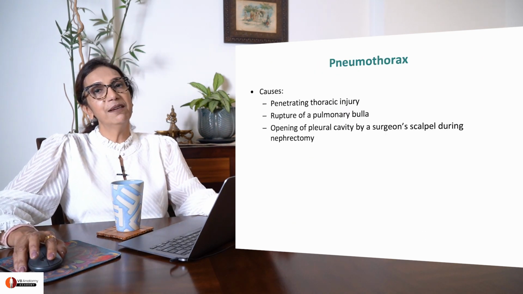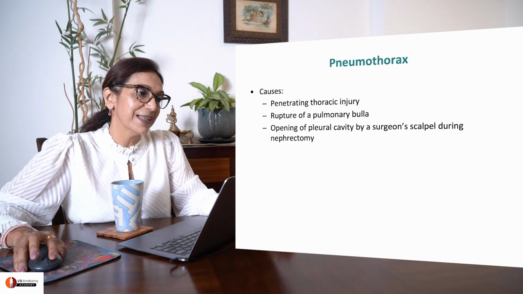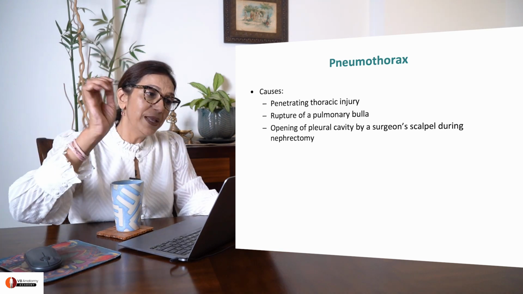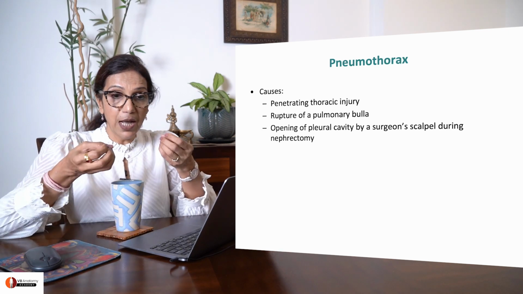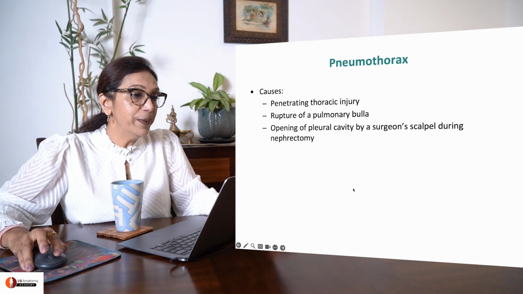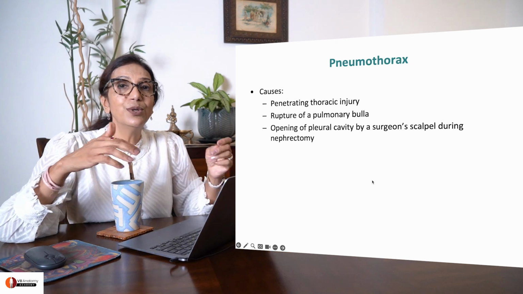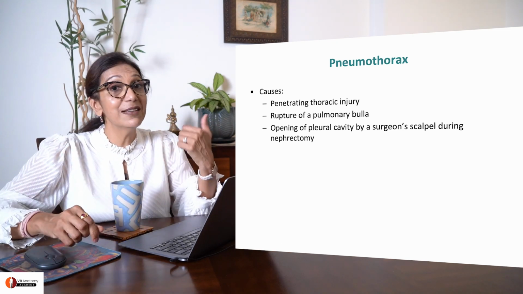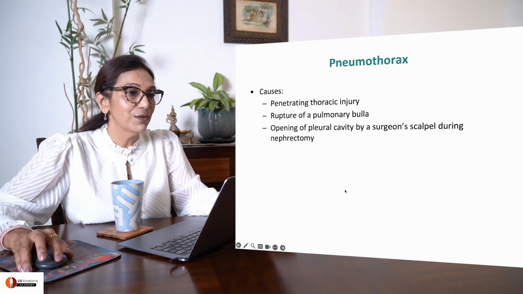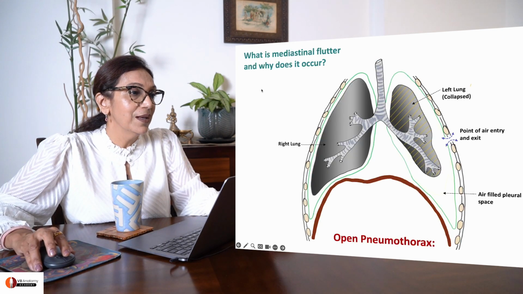Let's continue with our discussion on pneumothorax. What are the causes of pneumothorax? It can be a penetrating thoracic injury. A lung bulla can explode into the pleural cavity. Opening of the pleural cavity by a surgeon who is operating on the kidney, as we discussed in the earlier lecture. All these can be causes of pneumothorax.